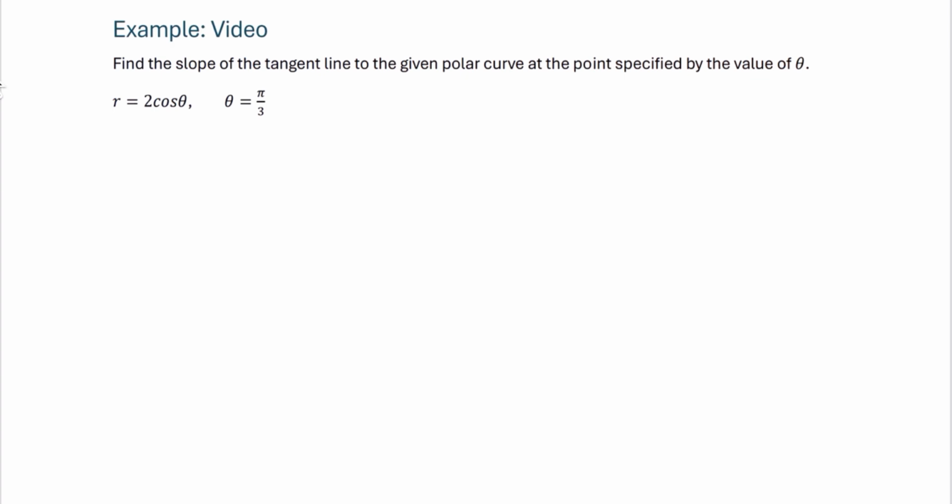In this example, we want to find the slope of the tangent line to the polar curve at the specified value of theta. Our polar curve is r equals 2 cosine theta, and we're looking for what's happening at pi thirds. Let's start by reminding ourselves that x is equal to r cosine theta.